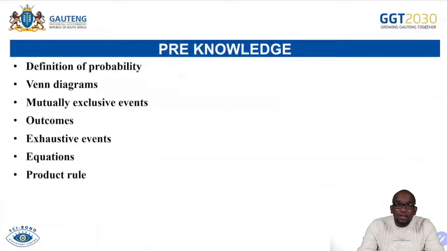Okay, prior knowledge. What is the knowledge that you should bring into this lesson? It's the definition of probability, Venn diagrams, mutually exclusive events, outcomes, exhaustive events, equations, and the product rule. So that is the knowledge from earlier grades.